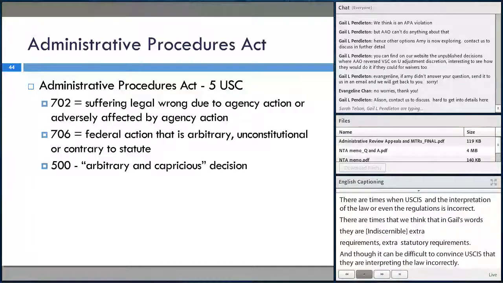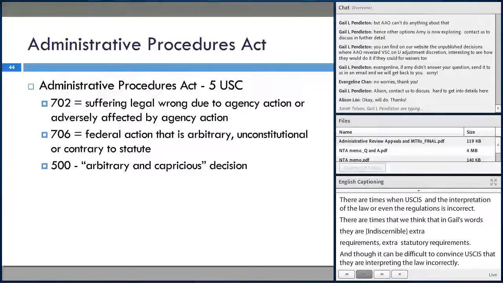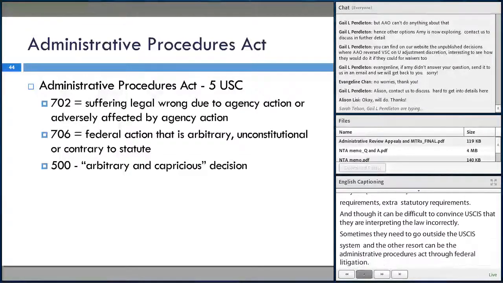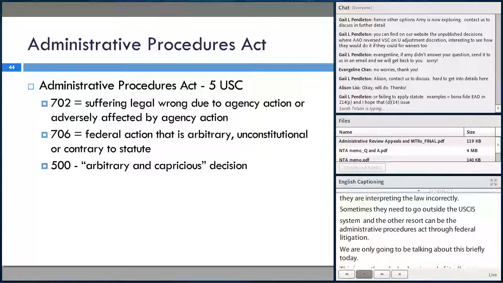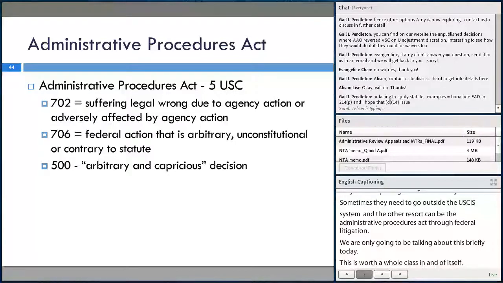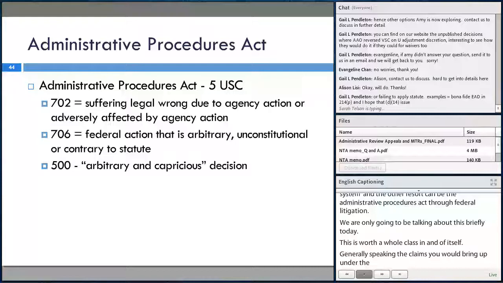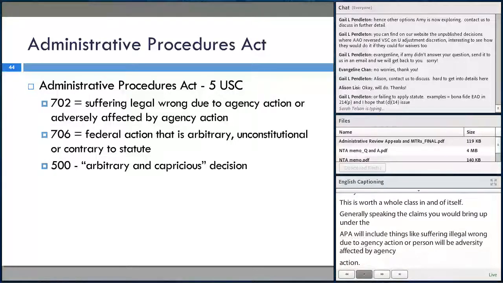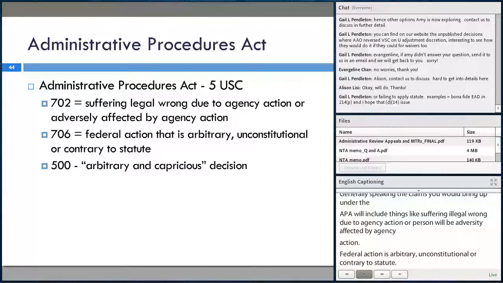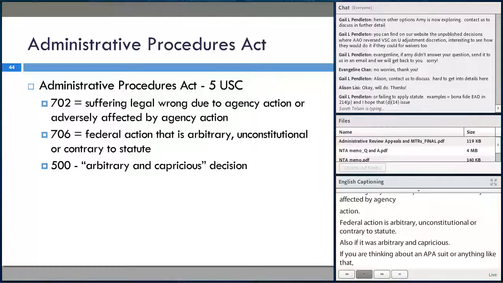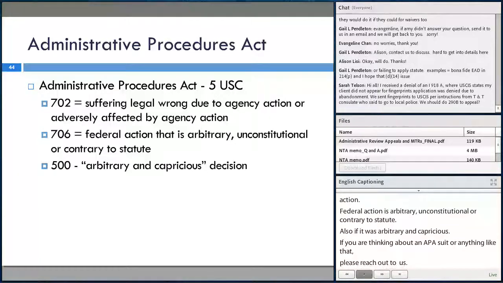The other resort can be the Administrative Procedures Act through federal litigation. And so we're only going to be talking about this very, very briefly today. This is worth a whole class in and of itself. But generally speaking, the claims that you would bring up under the APA will include things like suffering a legal wrong due to agency action, or that the person has been adversely affected by agency action, federal action that's arbitrary, unconstitutional, or contrary to statute, and then also if the agency action was arbitrary and capricious, right? And so if you are thinking about an APA suit or anything like that, please reach out to us. And it's something that we would be interested in talking with you about and giving you some pointers on to think about arguments and how to set things up for APA.